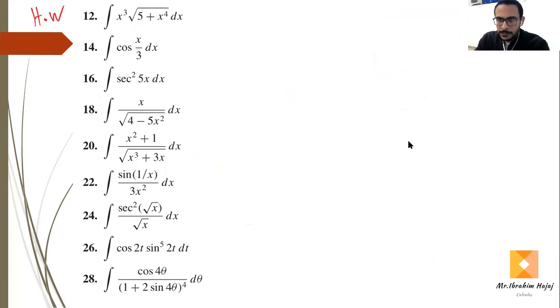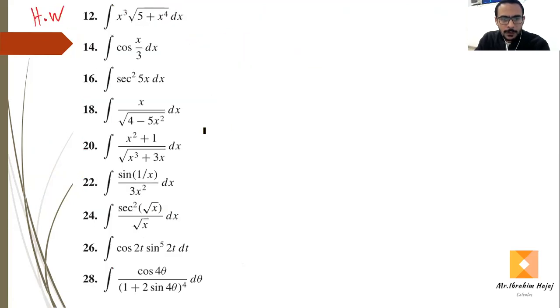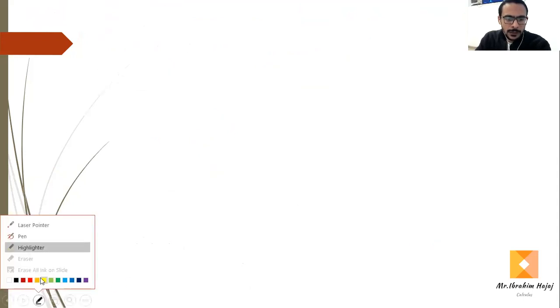Question number 19. We said that the homework for yesterday was 11 to 31, odd numbers only. So now question 19: the integral of 6 over 1 minus 2x to the power of 3. You have two ways to solve this question: either directly, based on the fact that the inner function is linear, or by using u substitution, as you like.